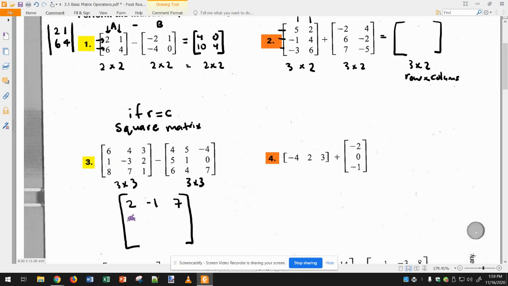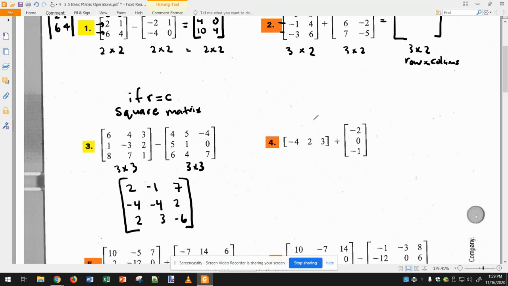1 minus 5 is negative 4. Negative 3 minus 1 is negative 4 again. 2 minus 0 is 2. And 8 minus 6 is 2. 7 minus 4 is 3. 1 minus 7 is negative 6.